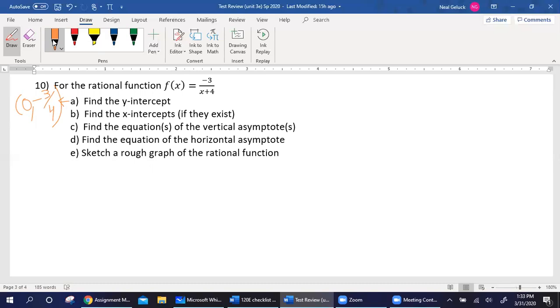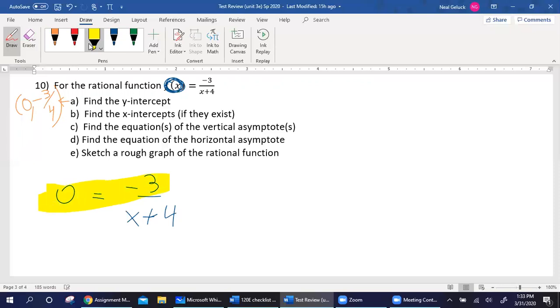For my x-intercept, I would be plugging in 0 for y, or 0 for the f of x part. So I'll just write this real quick. This would be 0 equals -3 over x plus 4. Well, remember, a fraction is 0 only if the numerator is 0. There's no way to make -3 equal 0, so there's none. There's no x-intercepts on this one.